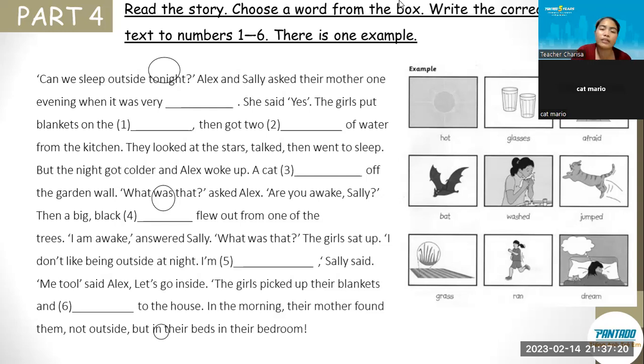Please answer. Read the story. Choose a word from the box. Write the correct word next to numbers 1 to 6. There is one example. Go, it's your turn. A trumpet.